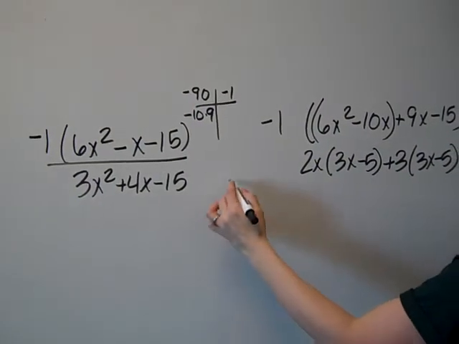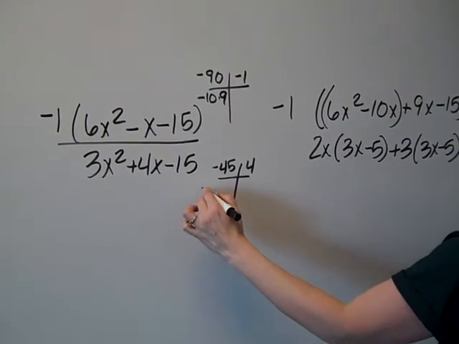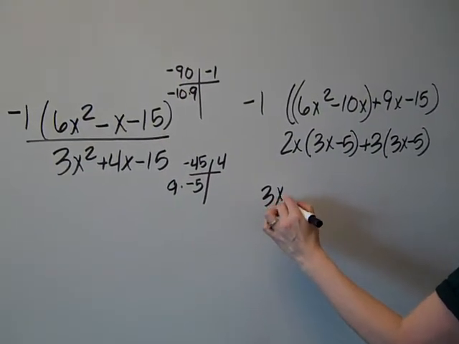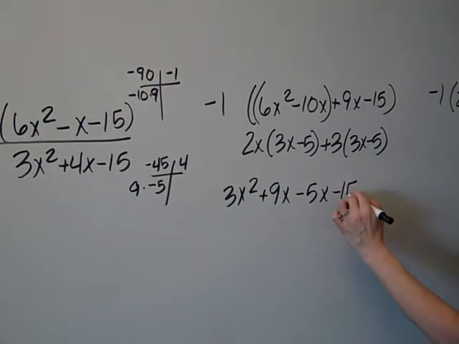Now we go back and do the bottom part. What multiplies to give me negative 45 but adds to give me 4 is positive 9 times negative 5. So that would be 3x squared plus 9x minus 5x minus 15.